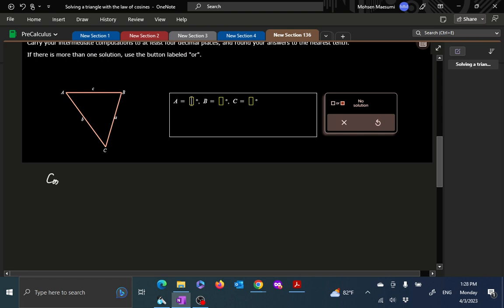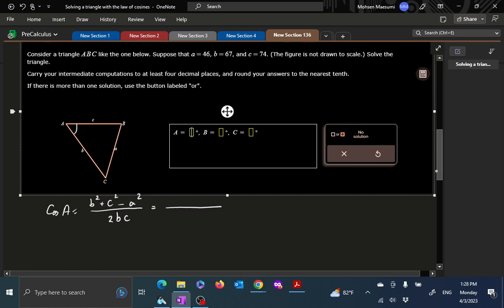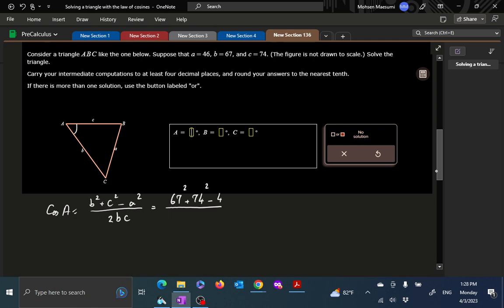What do we know? Cosine of angle A. Suppose I am focusing on angle A. Cosine of angle A is b squared plus c squared minus a squared over 2bc. All that's left for me is to calculate this quantity. I have the sizes given: b is 67 squared, c is 74 squared, and a is 46 squared, divided by twice b times c, that's 67 times 74. So we have to calculate this.